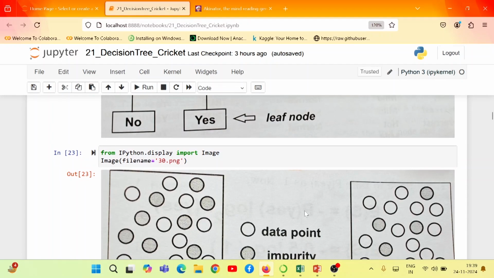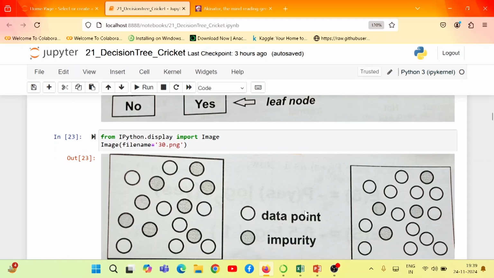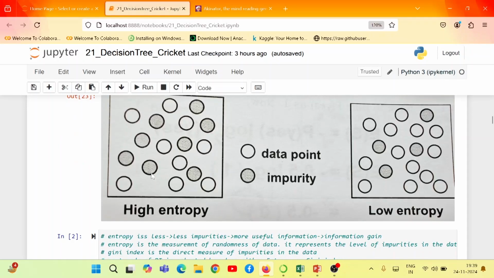There may be abnormal values or values which provide confusion in taking a decision. So basically entropy and Gini index represent the impurity in data, whereas entropy indirectly represents the level of impurity in the data, whereas Gini index directly measures the impurity in the data, right? So here is a data point where we are having a high entropy. This is a data point where we are having a low entropy.